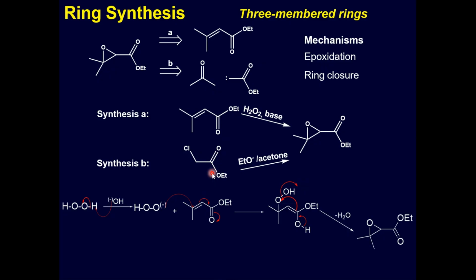Another approach is to take chloroethyl acetate and treat it with a base like sodium ethoxide, O minus. It abstracts a hydrogen and the excess electrons are left on the carbon, giving rise to a carbanion, and this carbanion which is formed reacts with acetone.